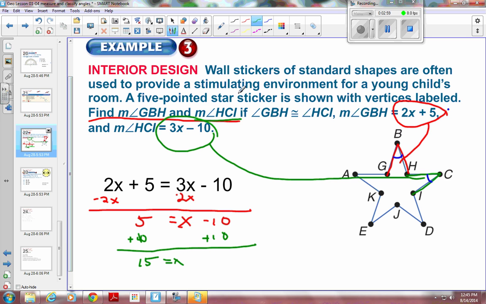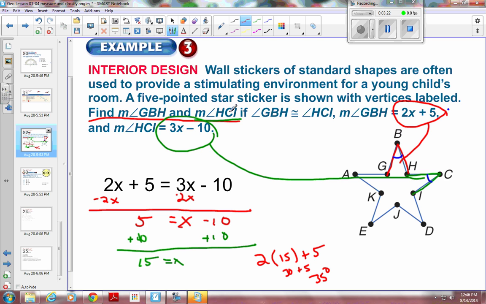Again, make sure you know what's being asked. You want to find the measure of GBH. So GBH is this 2 times x plus 5, and we just found x to be 15. So that would be 30 plus 5, so 35 degrees.